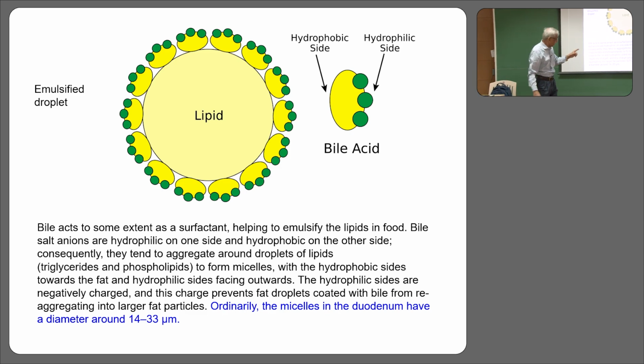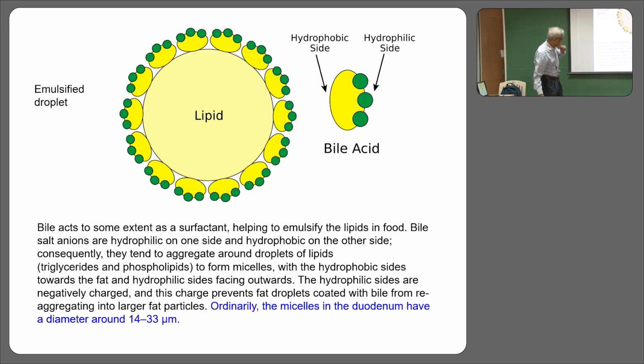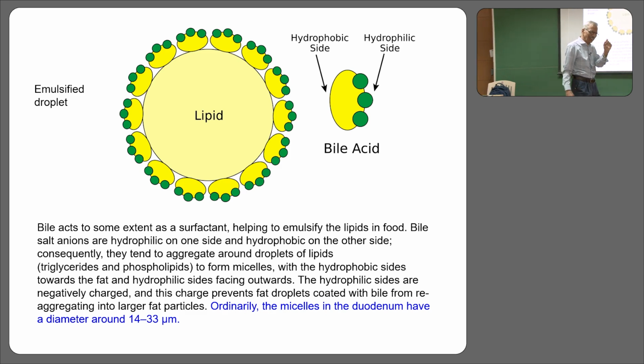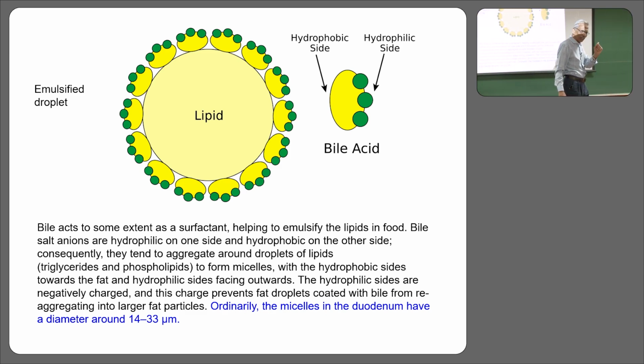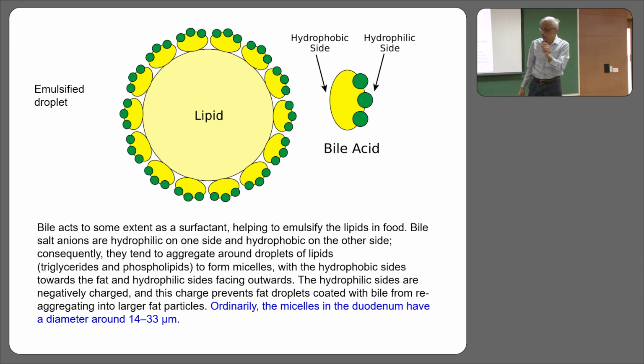It's tiny. I want somebody to read the line in the blue font, please. Can somebody help me out? Ordinarily, the micelles in the duodenum have a diameter around 14 to 30 microns. Very tiny. You can't even see it with the eye.